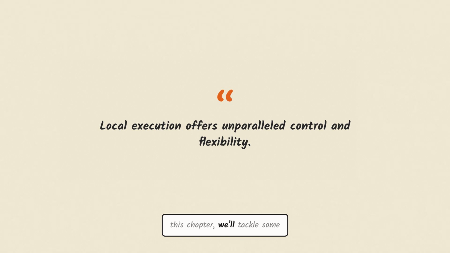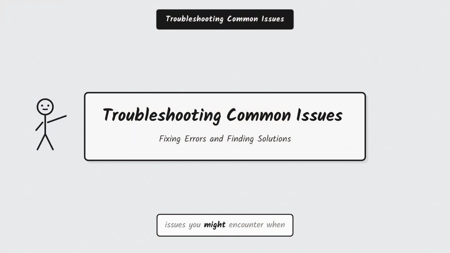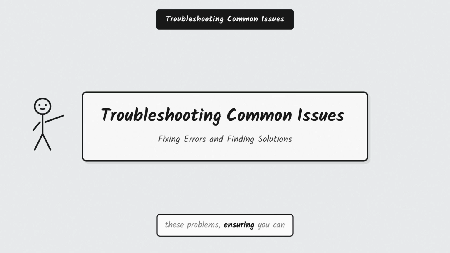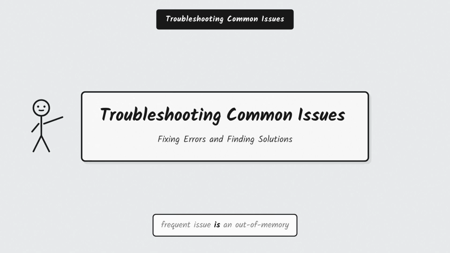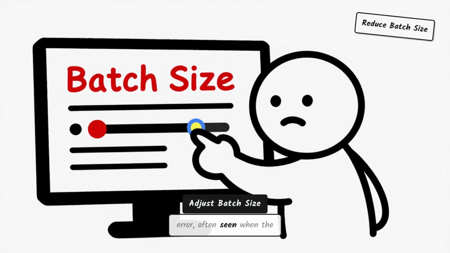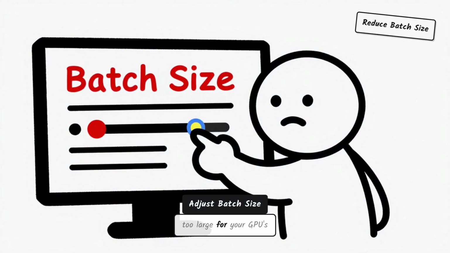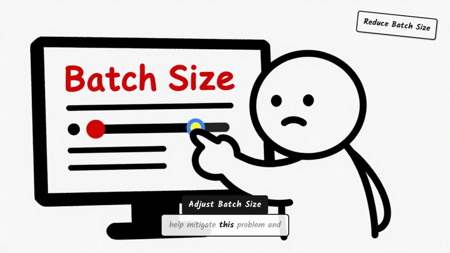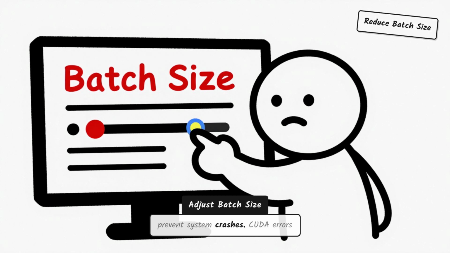In this chapter, we'll tackle some of the most common issues you might encounter when running models, such as out-of-memory errors and CUDA errors. We'll also provide practical solutions to these problems, ensuring you can get back on track quickly. One frequent issue is an out-of-memory error, often seen when the batch size is too large for your GPU's capacity. Reducing the batch size can help mitigate this problem and prevent system crashes.